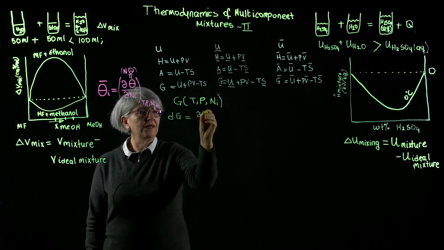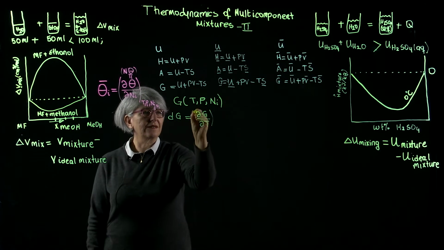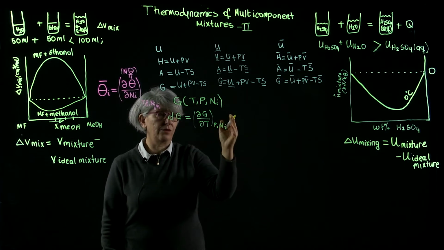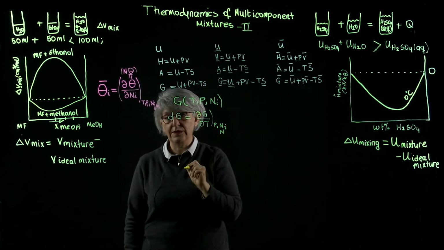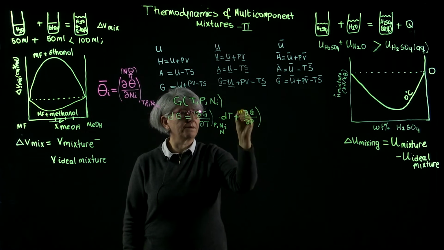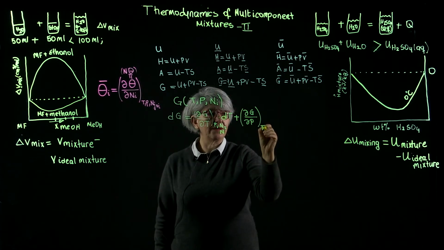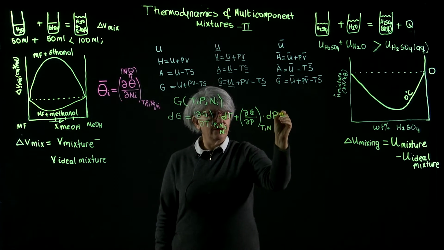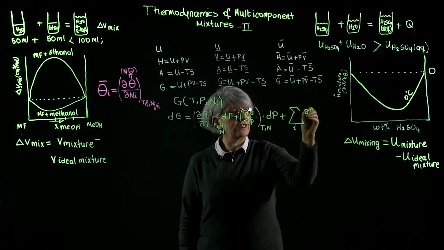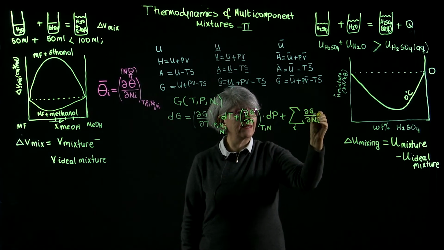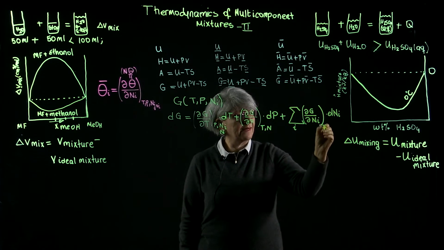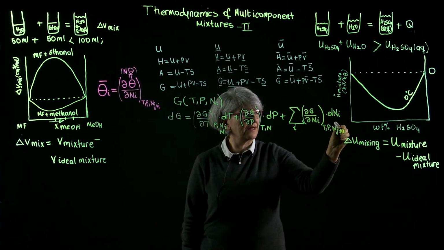This is going to be equal to del G over del T at constant P and Ni, all of them. I can write as N total, times dT, plus del G over del P. And this time I keep temperature and number of moles constant, times dP, plus summation of all the components del G over del Ni times dNi, where I keep temperature, pressure, and Nj different from i constant.